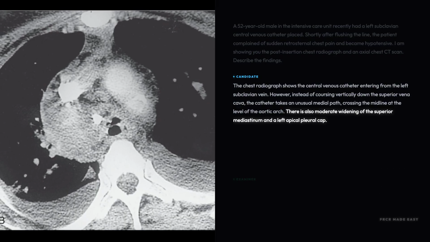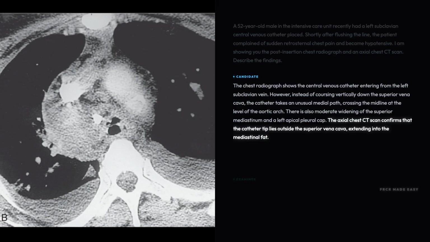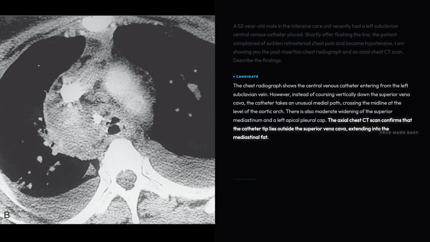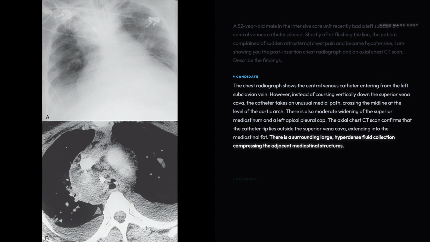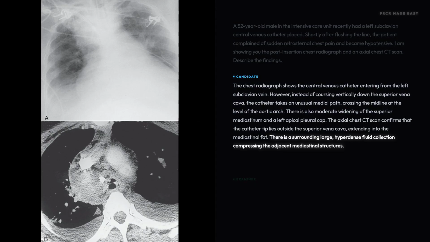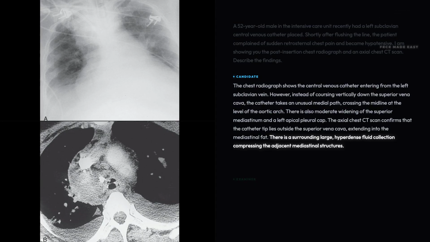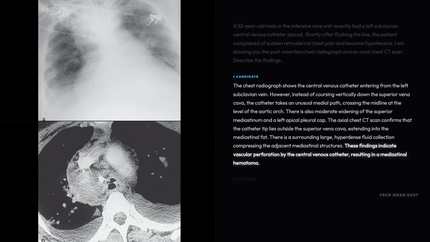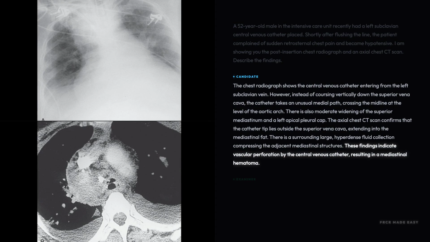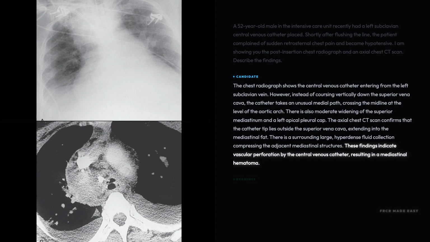The axial chest computed tomography scan confirms that the catheter tip lies outside the superior vena cava, extending into the mediastinal fat. There is a surrounding large, hyperdense fluid collection compressing the adjacent mediastinal structures. These findings indicate vascular perforation by the central venous catheter, resulting in a mediastinal hematoma.